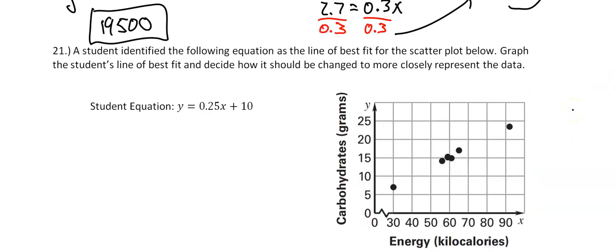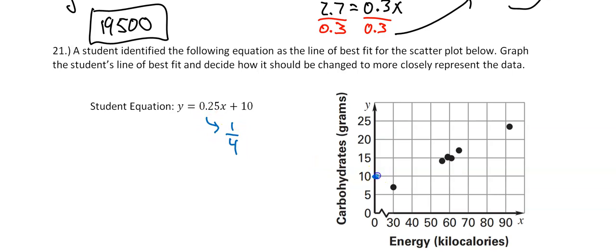The last one here is like an error analysis question. A student identified the following equation as the line of best fit for the scatter plot below. We're going to graph their equation and then say if we should change it to make it more closely represent the data. So the first thing we want to do is graph their equation. They have a y-intercept of 10 and then a slope of 0.25, which is like 1 over 4.